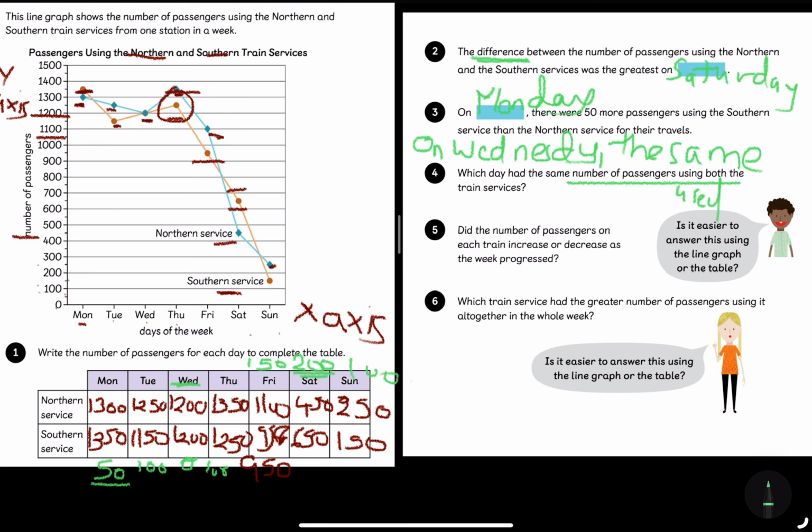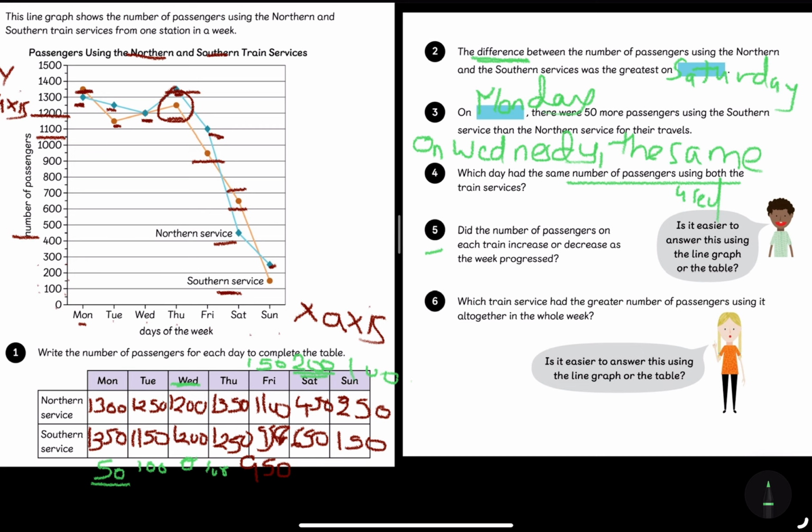So kindly try to keep your comprehension skills always up so that your skills keep on enhancing and you are more familiar when you solve the comprehension or answer a question, or when you want to skim for an answer. Okay, going ahead, my question 5 is asking, did the number of passengers on each train increase or decrease as the week progressed?